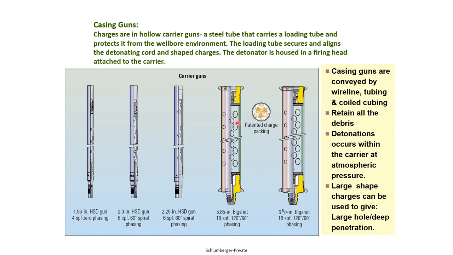So the casing guns are also characterized by a high shot density. For example, in some operations with big hole charges for sand control, we might use up to 12 or 18 shots per foot. In this case, the casing guns will be able to retain some of the debris related to the perforating charge itself and the hardware that is enclosed in the casing gun.